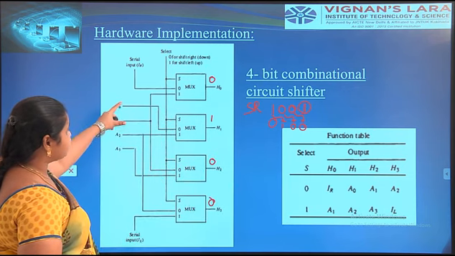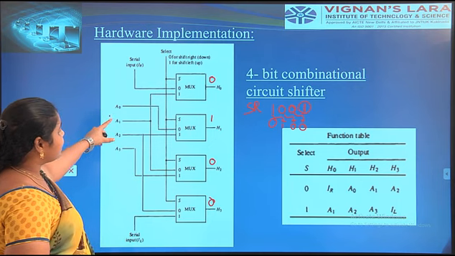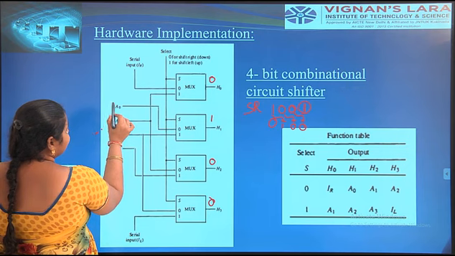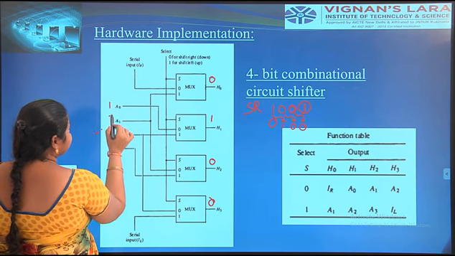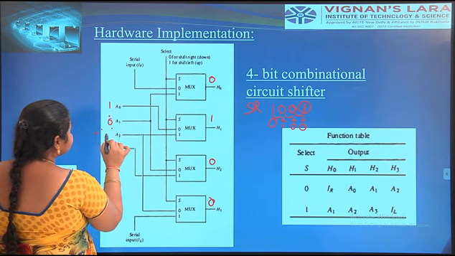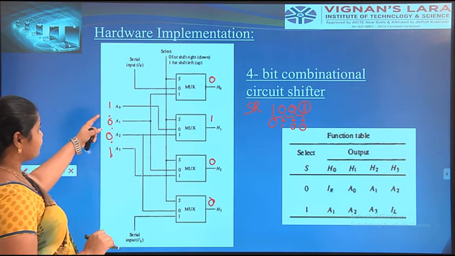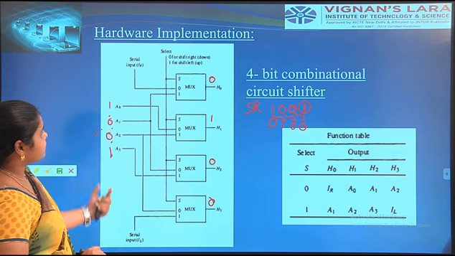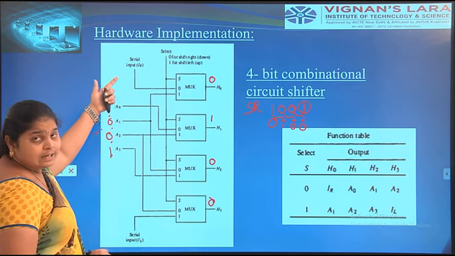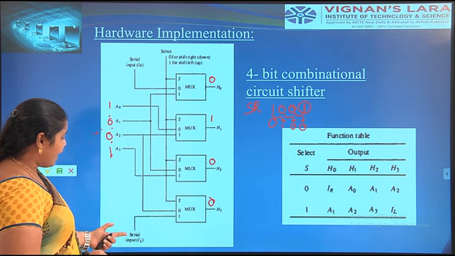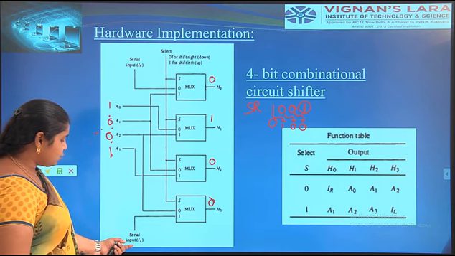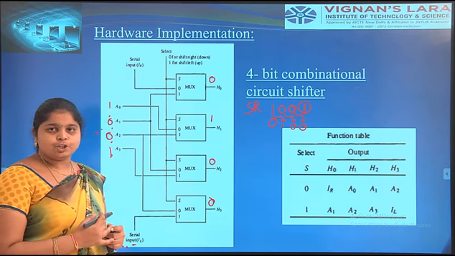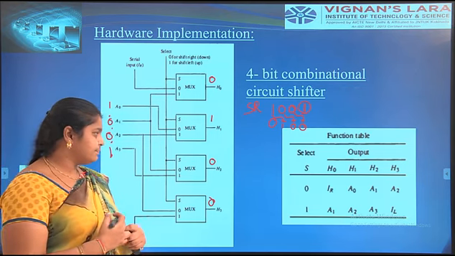The input comes from A0, A1, A2 and A3, which means our binary number is 1, 0, 0, 1. Whichever operation is performed, whether serial shift right or shift left, we perform it using the serial inputs IL and IR. This is the hardware implementation of the shift micro operation.